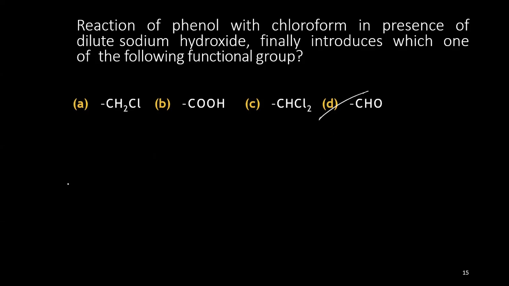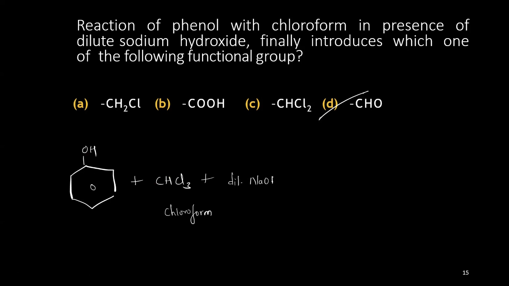So what happened here? First, suppose you take the phenol. That phenol you treat with chloroform. What is chloroform? It's nothing but methyl trichloride, CHCl3. And you treat with sodium hydroxide, dilute NaOH, and heat this process. So finally, what happened? Yesterday I told you.